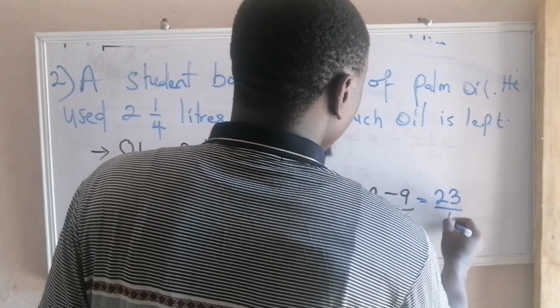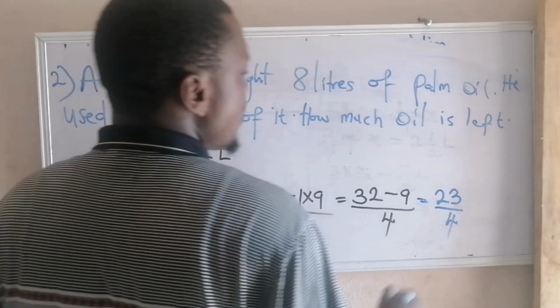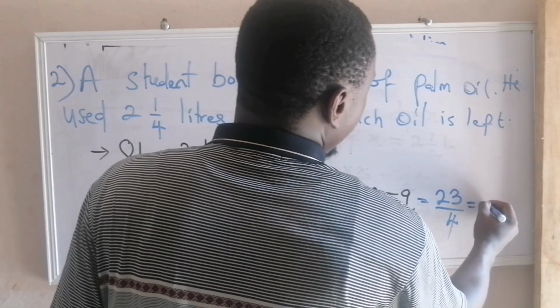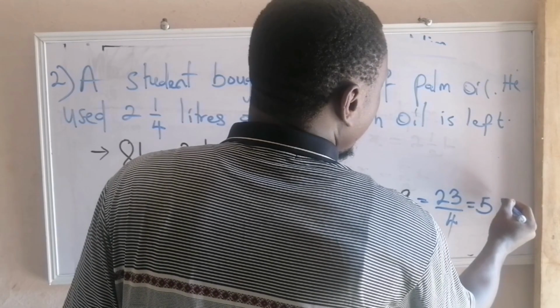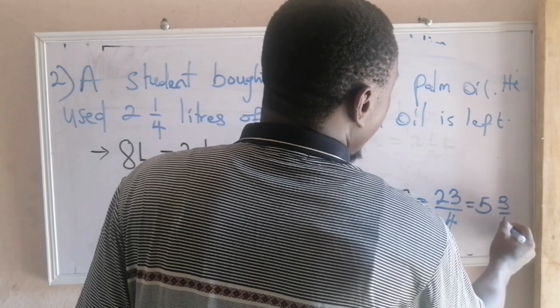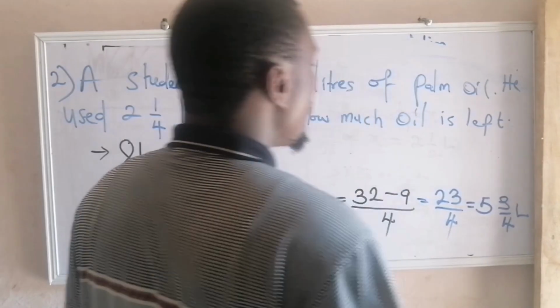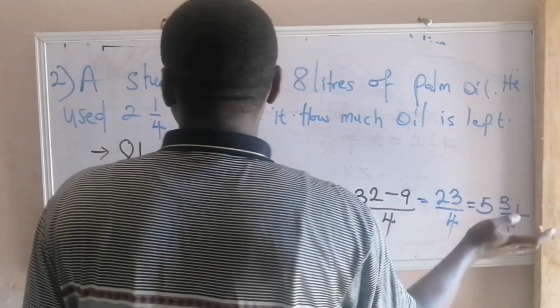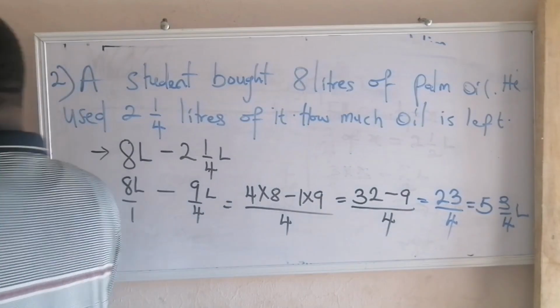23 over 4. Now, how many 4s can you see in 23? That will be 5 whole number and 3 over 4 liters. Because 4 can go into 23 five times, remember 3 all over 4. So that's how to solve that one.